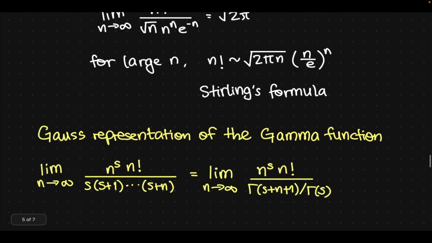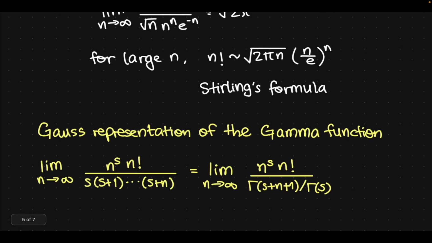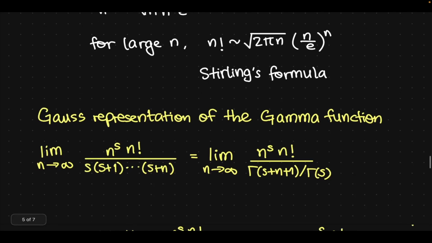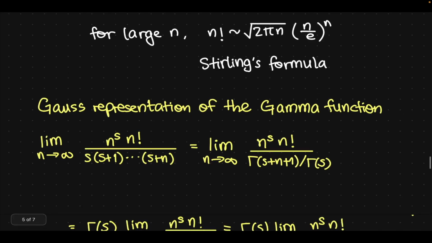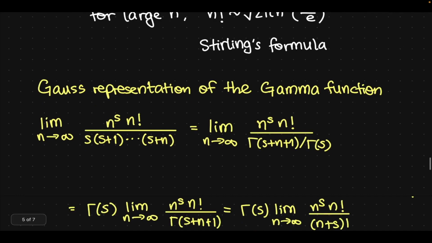Now this Stirling's formula has many applications regarding the gamma function. One such application is proving the Gauss representation of the gamma function. Now I made a video back when I was immature, and the proof is not that rigorous in that video. But in this video, I'm actually going to try to be a little more professional with that. So let's start with what we have.